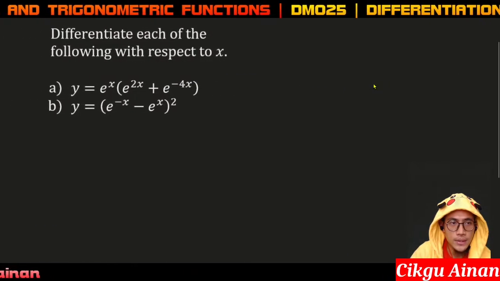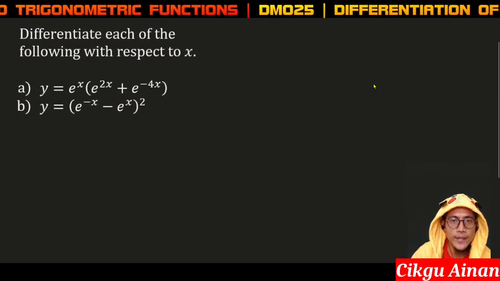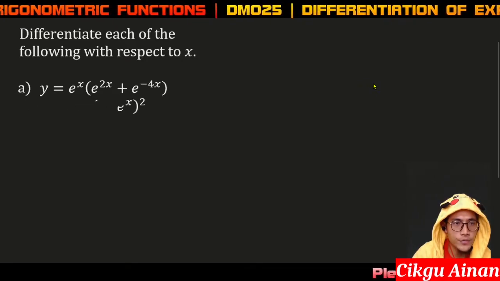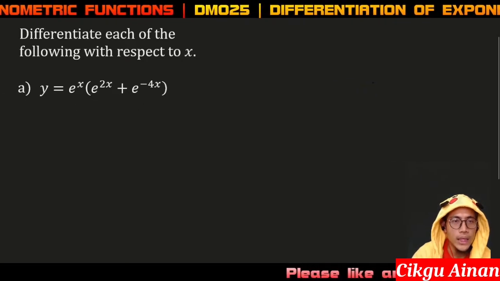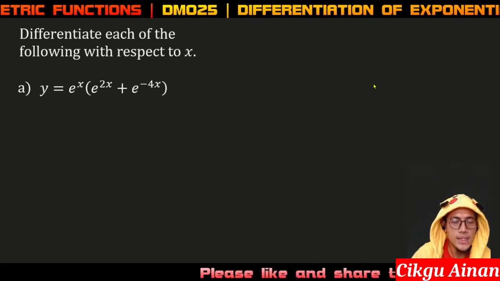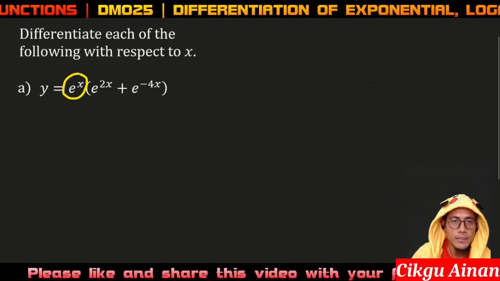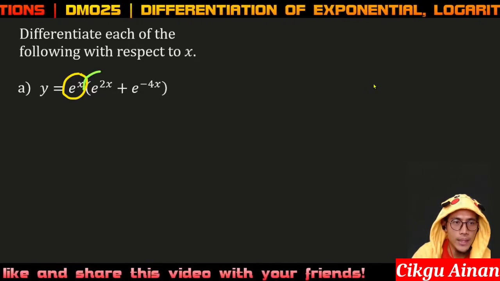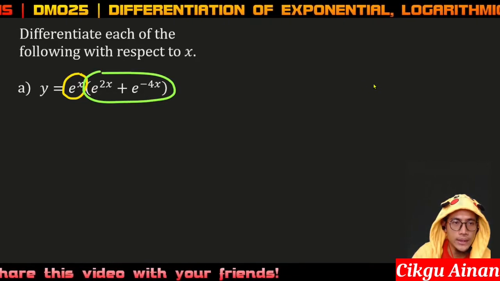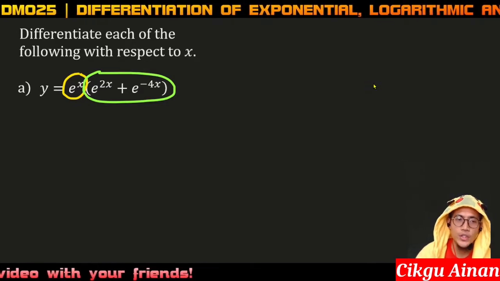Okay. So let's get started with A. I will hide this first. Now, what we can see over here is y equals e^x multiplied by another function in a bracket like this. So we have a combination of two.